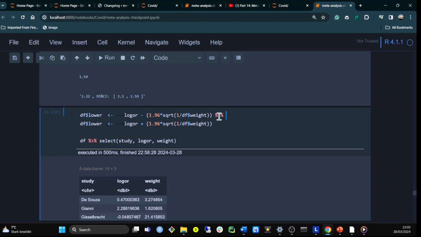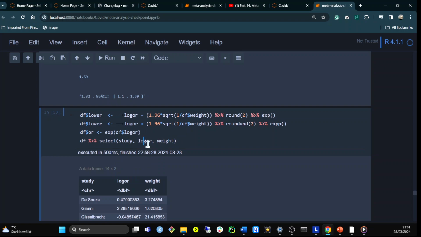Probably it's a good idea to round both by two significant digits. And again we can also exponentiate it, because we want to see the confidence intervals on the odds ratio scale, not on the log scale. Now we need to calculate the odds ratio. To get the odds ratio, we take the exponentiated form of the log odds ratio, df log OR. Now we have everything.